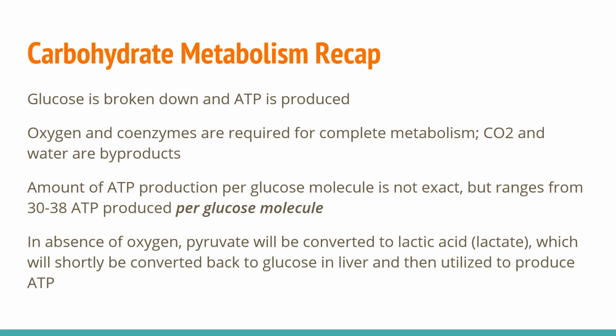So from one molecule of glucose, we can make roughly 30 to 38 molecules of ATP. We also do create carbon dioxide and water as byproducts. And then remember that without oxygen, or without sufficient oxygen, pyruvate will temporarily be converted to lactate, which will then ultimately be converted back to glucose to make ATP. So one glucose molecule makes 30 to 38 ATP, but it's obviously a range. It varies a little bit per glucose molecule.